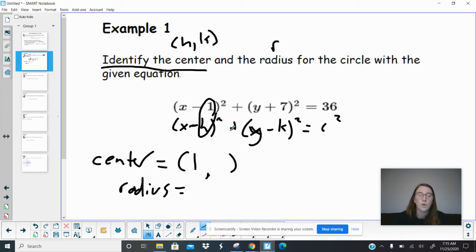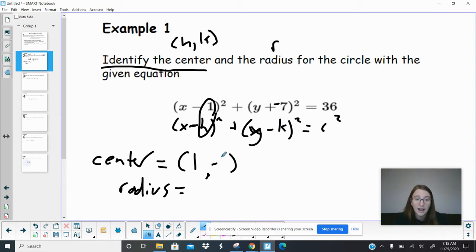That means h is just 1. Now we can see right here though that the formula normally is y minus k, but I see y plus. What this means is k is actually going to be a -7. That's because if I have, again, y minus is what I normally want to see, and I see a plus, that means I am adding a negative, right? Y plus a -7 is the same thing as saying y minus 7.